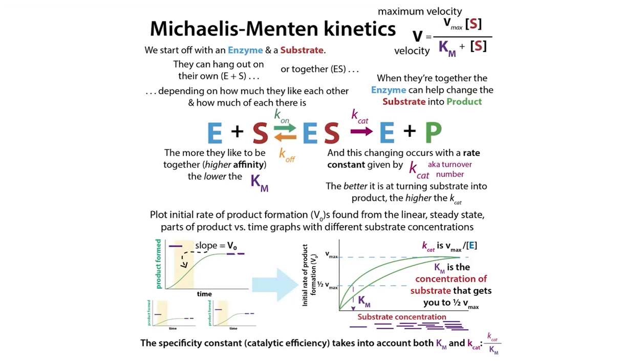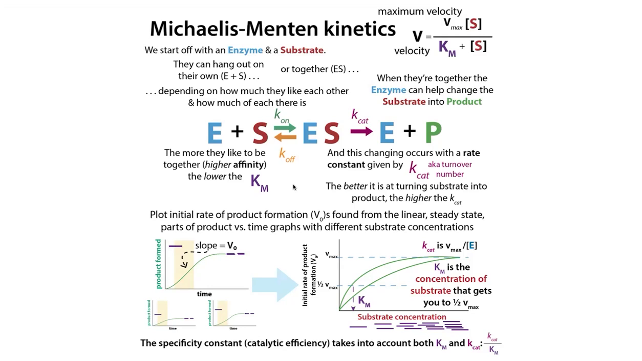And we can figure this all out experimentally by measuring the rate at which product is formed over time in different substrate concentrations, taking the slope of the linear portion, this V naught, and then plotting those out and finding the concentration of substrate at which we got our maximum velocity and our half maximum velocity. We can get the kcat from dividing the maximum velocity by our enzyme concentration, and we can get the Km by taking the concentration of the substrate that got us to half of that value. So this is going to be the basics of Michaelis-Menten kinetics.